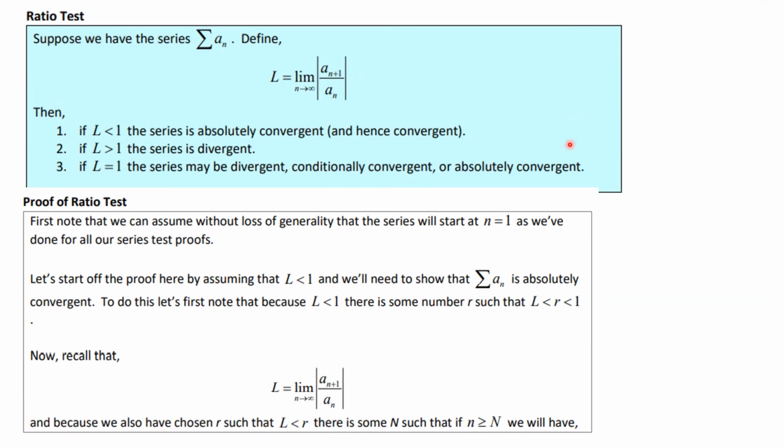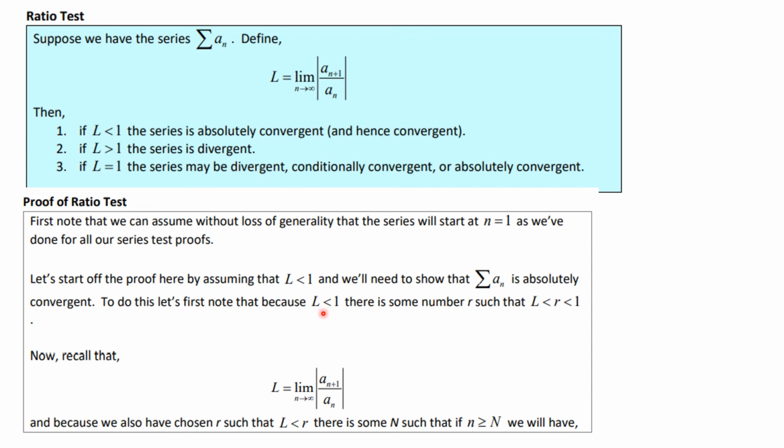Again, here's a statement of the ratio test. What we're going to do is prove these. There's the if part and there's the then part, and this is common to all of the if parts. First, we note, and we can assume without loss of generality, that the series starts at n equal 1. We'll start out by assuming that L is less than 1, and we need to show that the summation of a sub n is absolutely convergent.